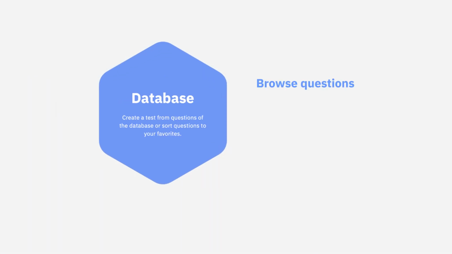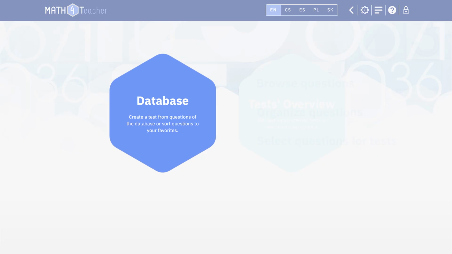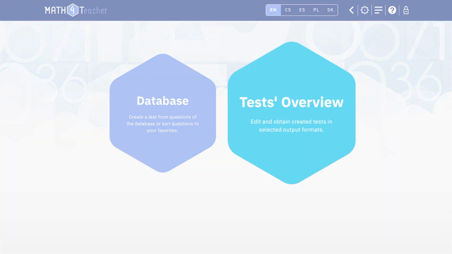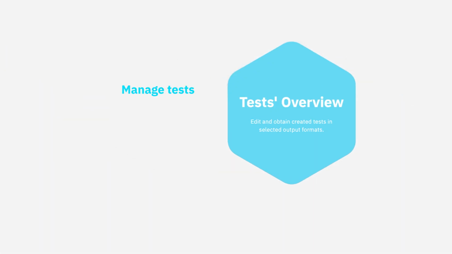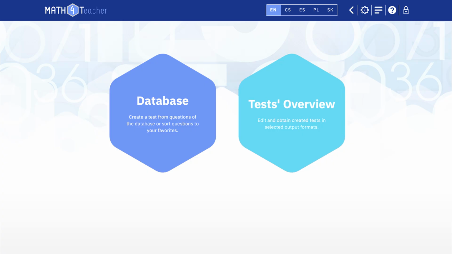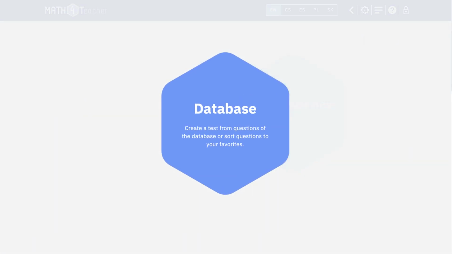Here, you can browse questions, organize them into your favorite folders, and select questions for tests and written assignments. The other section, named Tests Overview, allows you to manage previously created tests and generate them in various output formats, such as PDF or HTML. This section will be covered in the second video. Let's take a look at the question database.